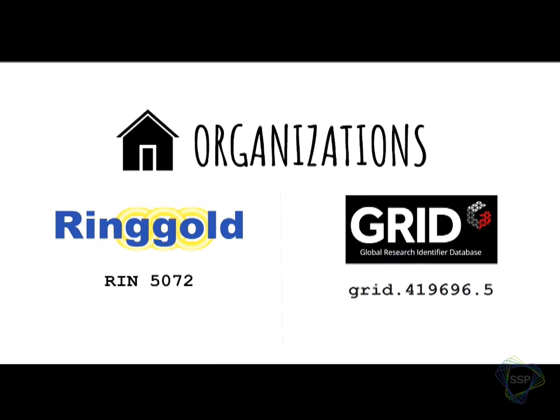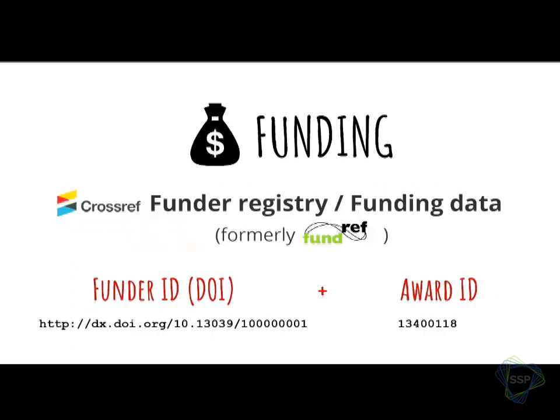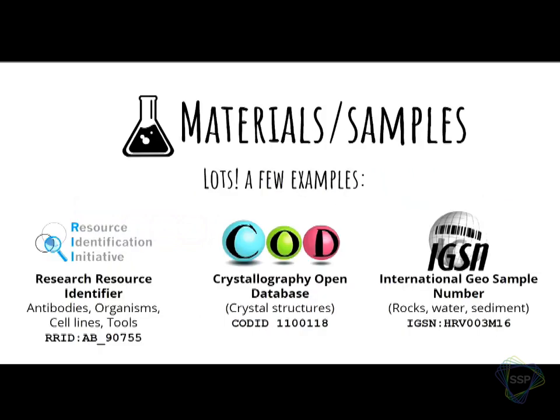Then we have organizations, so academic institutions, government organizations, businesses, associations. Two of the players in that space are Ringgold, which is a proprietary system, and then a sort of newer player in that space, a little bit more open, is GRID. We have persistent identifiers for funding. One of the systems there is Crossref's Funder Registry and Funder Data, formerly known as FundRef. It's really a combination of a DOI that represents a funder plus the award ID that's specific to that funder.